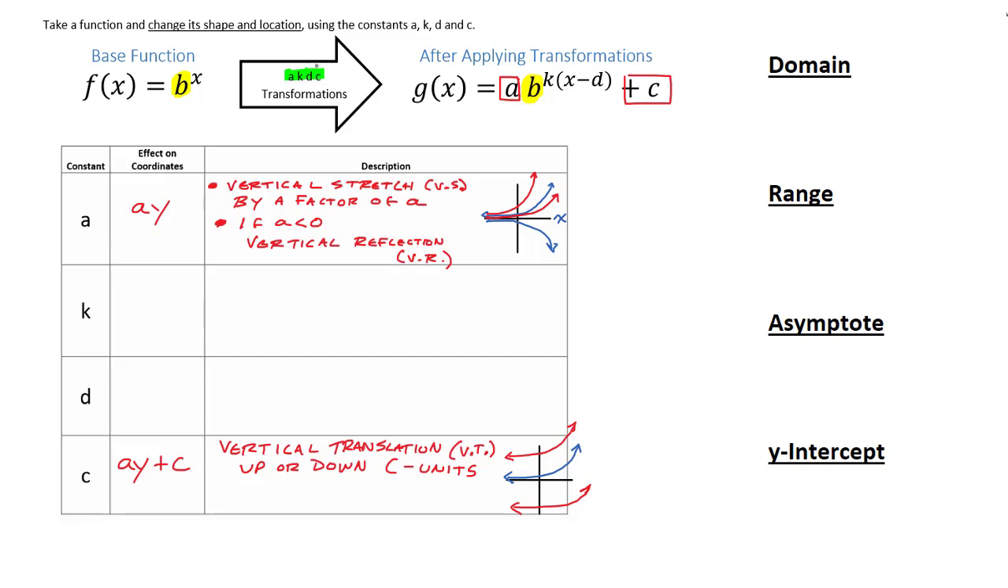K, now this is where we got to get careful because things are kind of a little bit opposite. The k and the d are what affect the x. So whatever k is, we actually multiply the x coordinates by 1 over k times our x coordinates, okay? So what does that cause? That causes a horizontal stretch. All right. And you can, again, just write HS if you like.